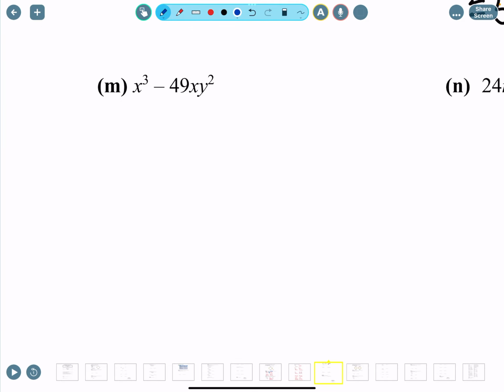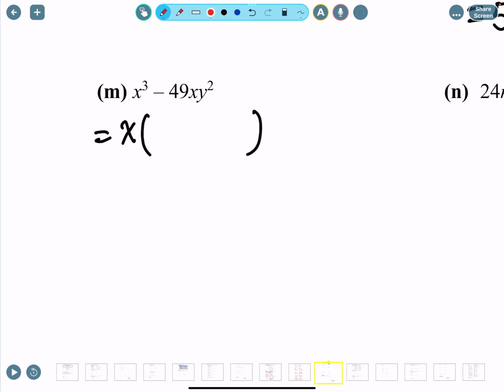Sometimes we have to factorize an x, like this one over here. This is not an x squared, so we can't change it to an x squared. We have to factorize x out. You would have x squared now, minus 49, and then x removed out because we factorized it, and we have y squared left.